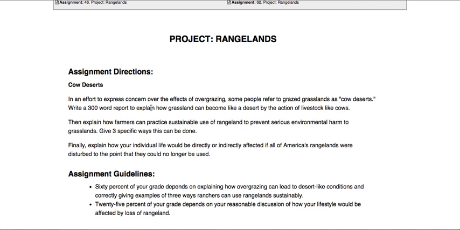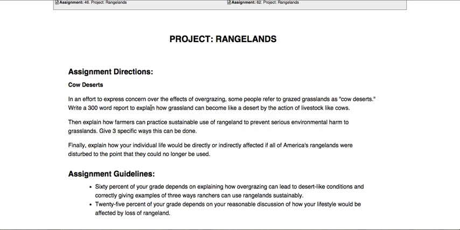So, some of this we've actually just talked about, stuff that's discussed in your lesson. The guidelines are that approximately 60% of the grade depends on the explanation of how overgrazing can lead to desert-like conditions, and about 25% of your grade depends upon your discussion and your rationale of how your lifestyle would be affected by the loss of the rangeland. You can do this in a Word document, or you can do this in the box below. But what it goes over, there are 3 points.